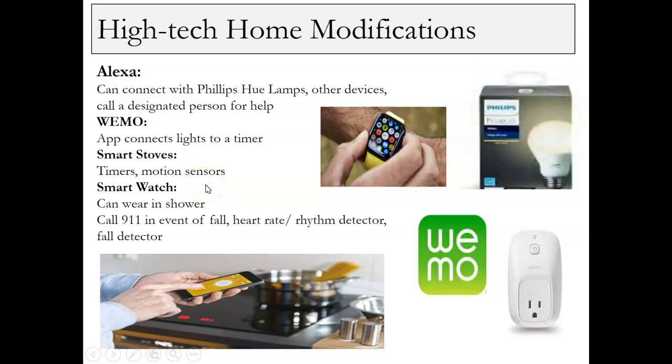Smart stoves. These are really cool. They automatically turn off. Timer. You can even have motion sensors, so once you walk away, it turns off automatically so you don't forget to turn off the stove. Smartwatches. You guys know more about those than I do. Wearing them in the shower. Call 911. They can check your heart rate, your rhythm, EKGs, fall detector, all this awesome stuff off of these smartwatches.